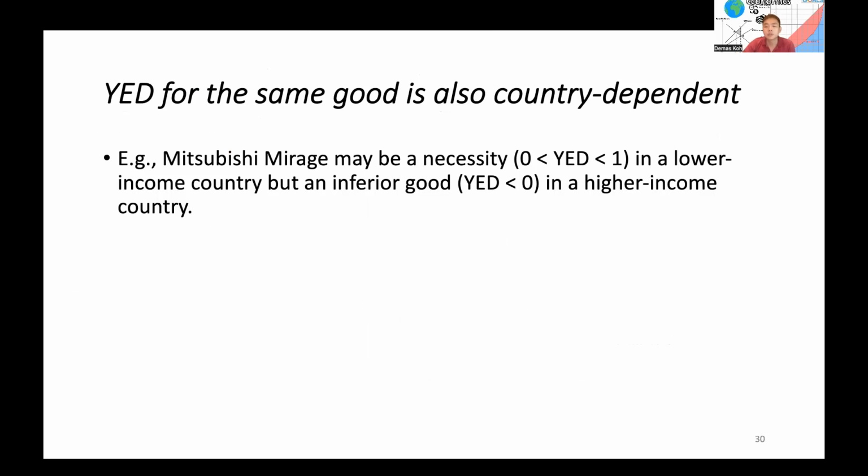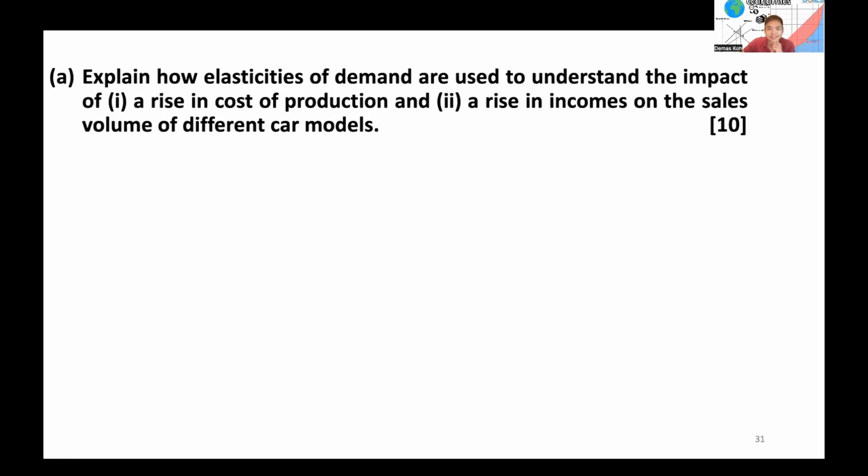So, of course, it is country dependent as well. So the Mitsubishi Mirage may actually be a necessity in a lower income country, but an inferior good in a higher income country. So it is context dependent as well in terms of what stage of development the country is at, for example.